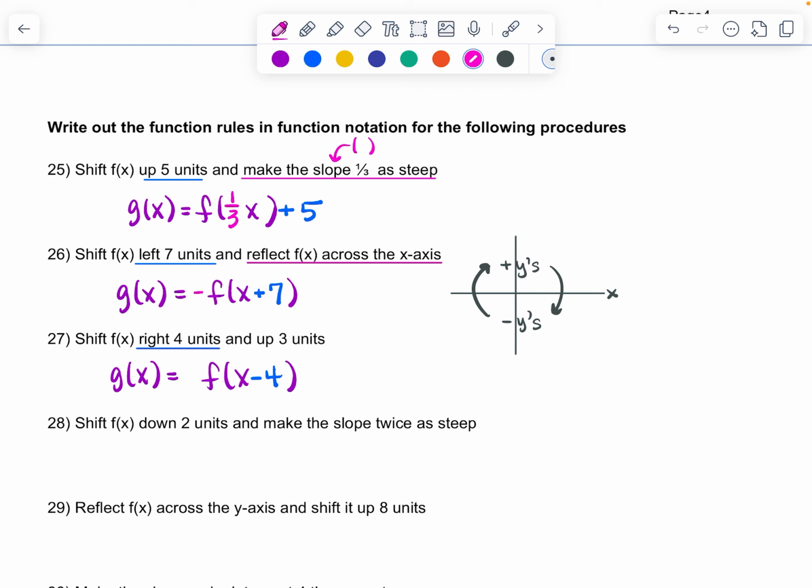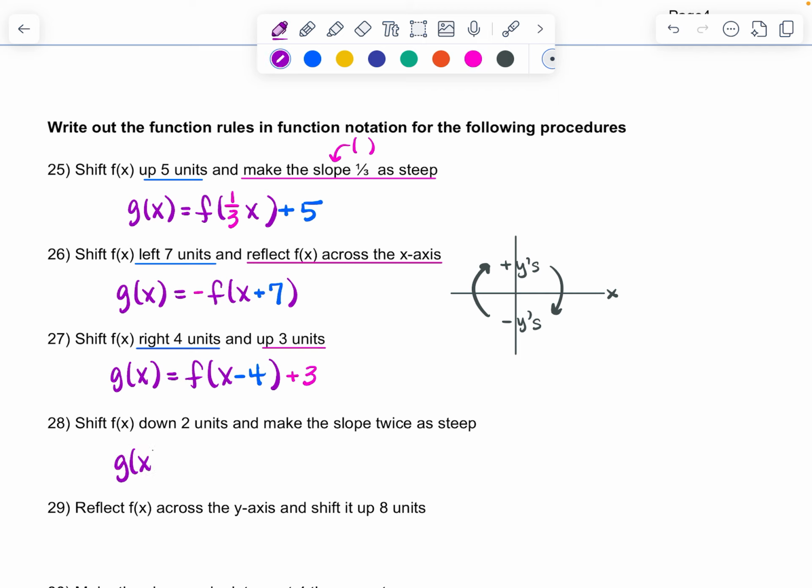And then I'm going, let me change colors, up 3. That is a vertical movement, and so that's going to go at the end outside of my parentheses. And you put a plus 3 because when it's outside the parentheses, the number is true to form. I'm just going to scooch that over. And there you have it.